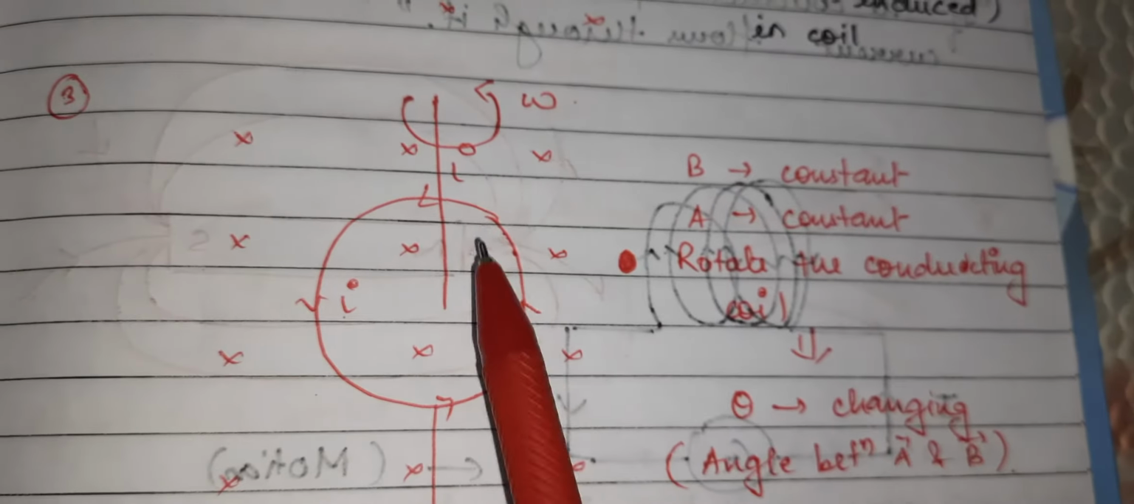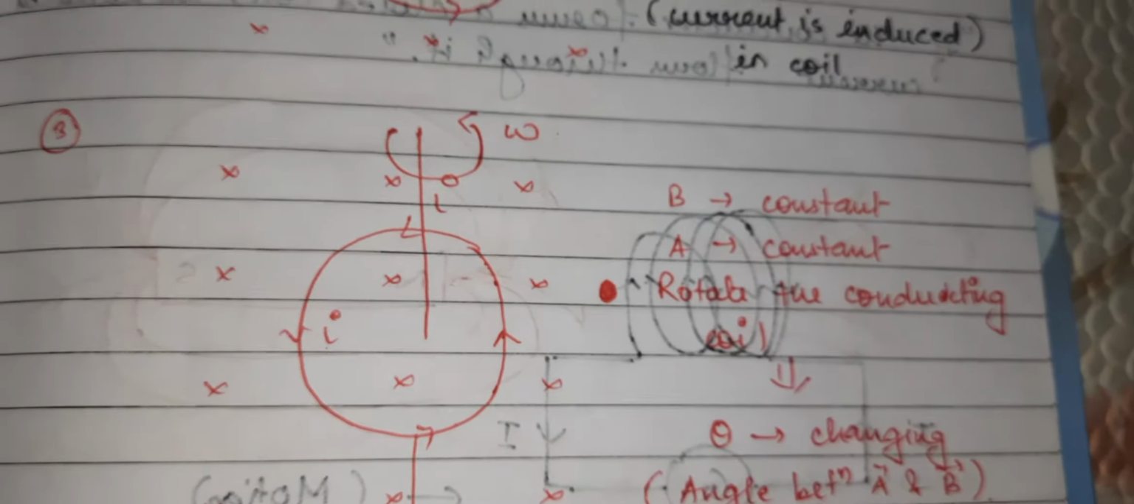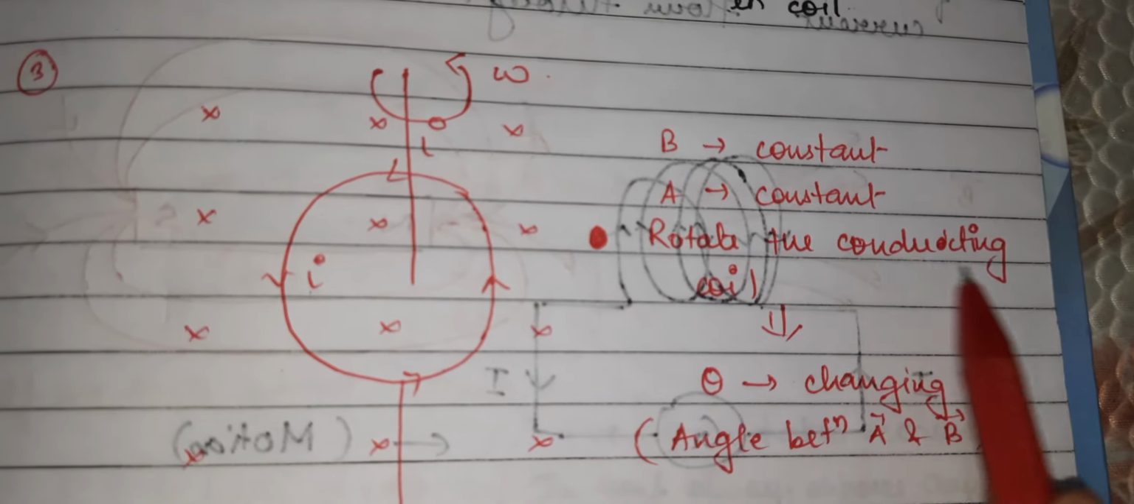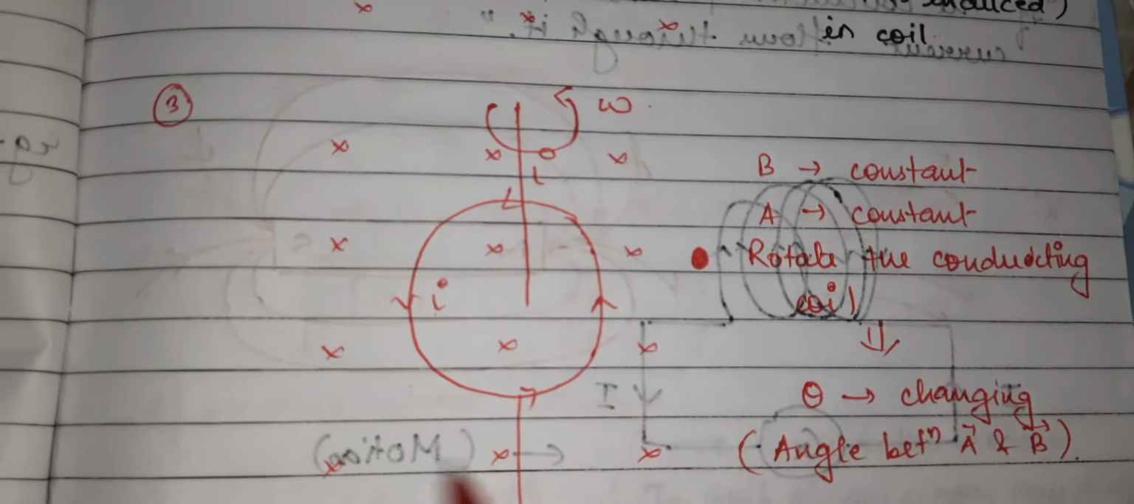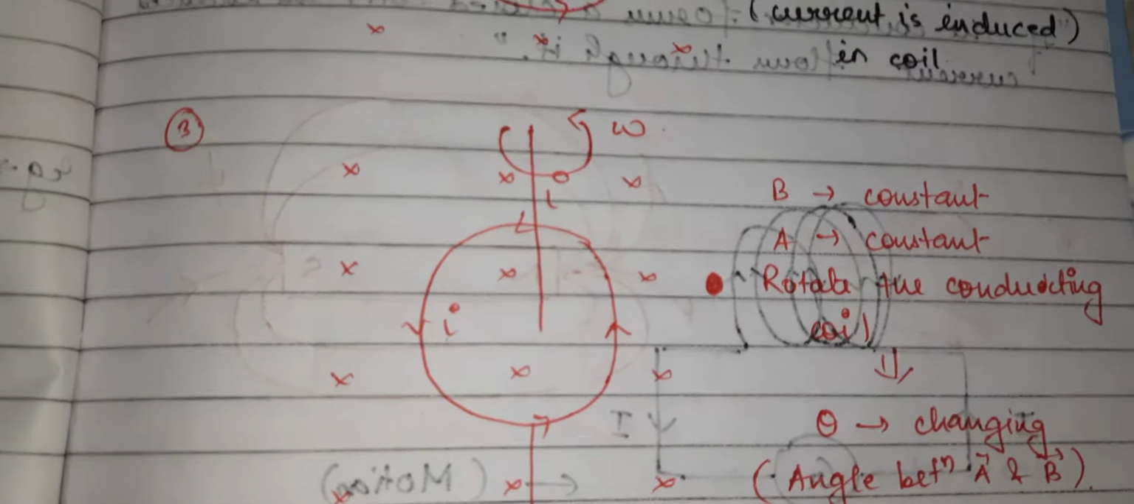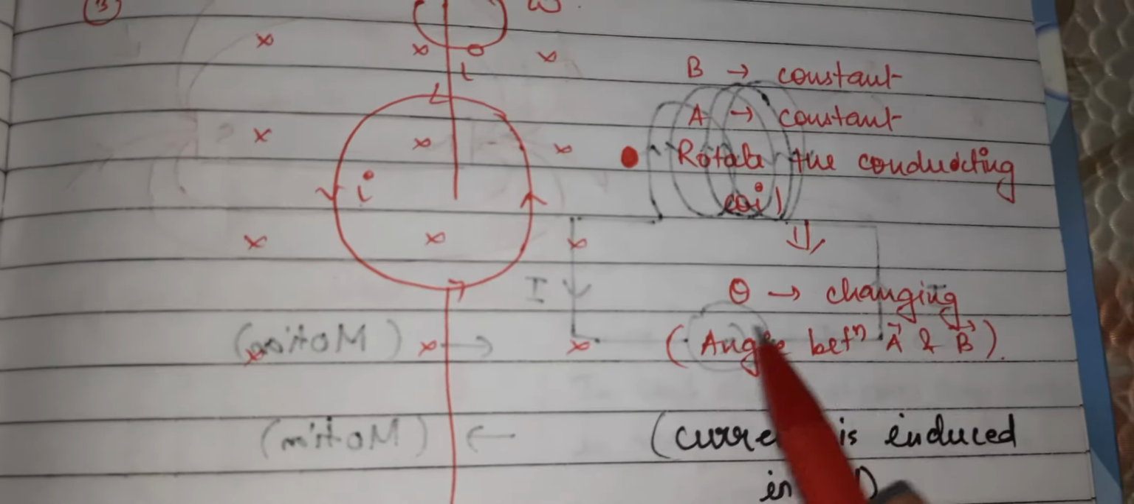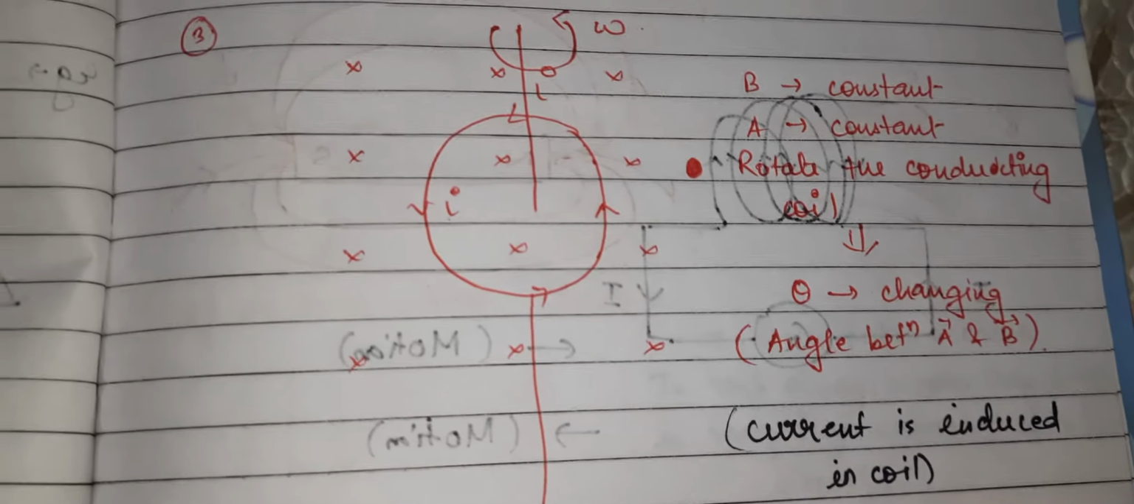Third, they kept the magnetic field constant as well as the area constant. Now they are rotating the conducting coil, or changing the angle between the magnetic field line and the area vector. So again they get a current induced in the coil.